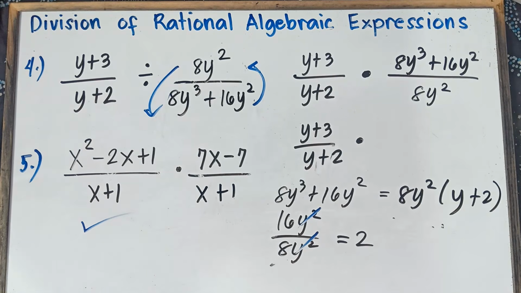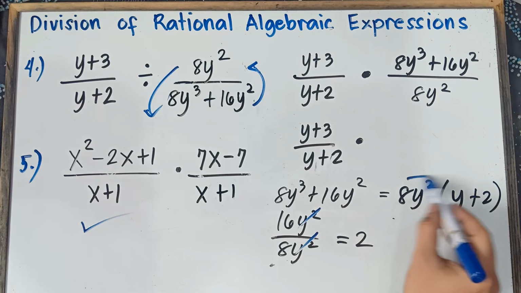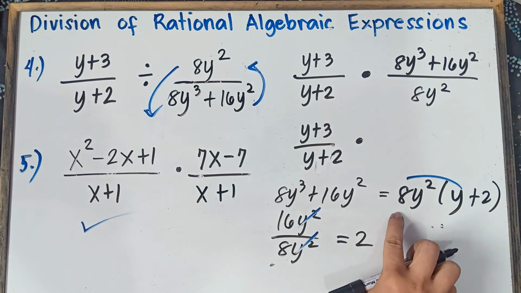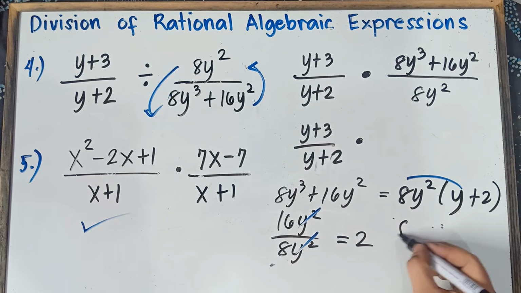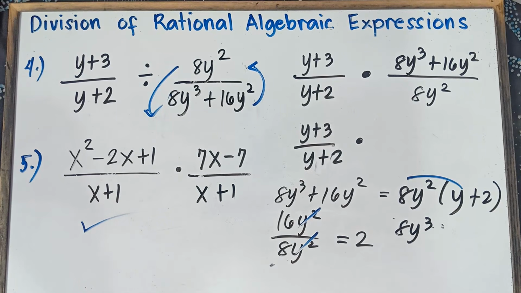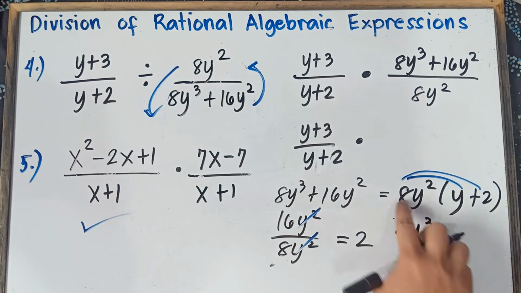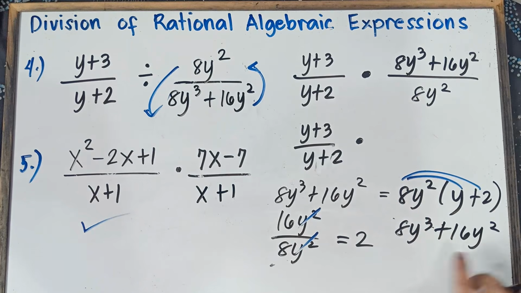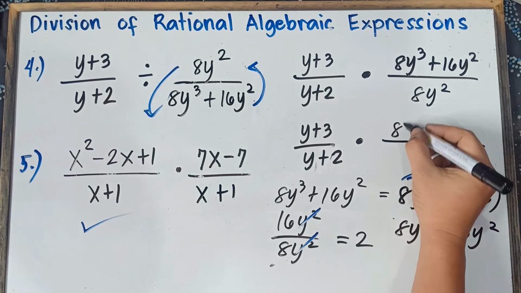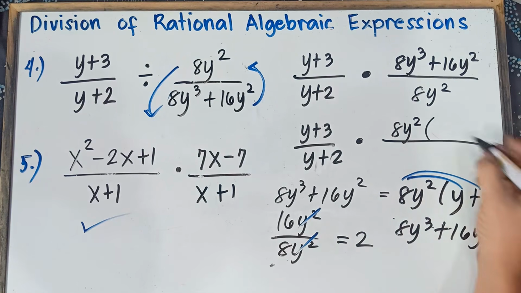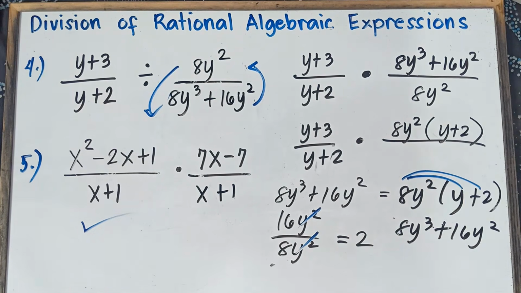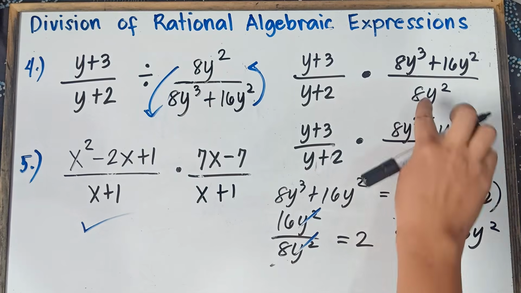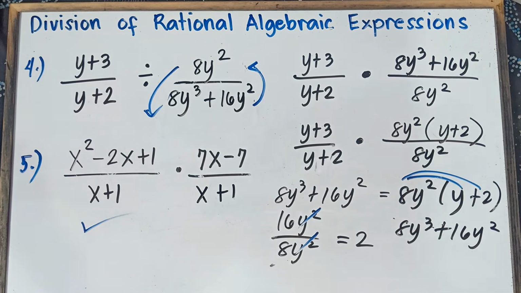Alright, so once again, class, you can always double check your answer by distributive property. You multiply this one. 8y squared times y, that would be 8y cubed. And then 8y squared times 2. So 8 times 2, that would be positive 16. Copy y squared. Yup, we factor it out correctly. So this is the correct factor, 8y squared and then y plus 2. Alright, and then simply copy the denominator, 8y squared.